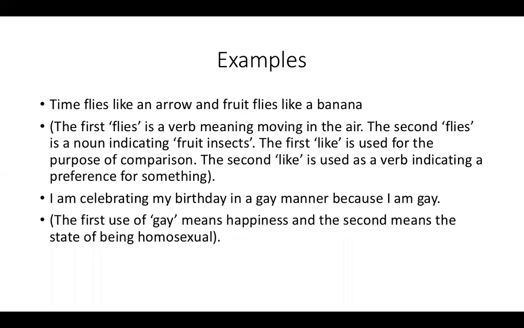Examples: time flies like an arrow and fruit flies like a banana. The first flies is a verb meaning moving in the air. The second flies is a noun indicating fruit insects. So the first like is used for the purpose of comparison. The second is used as a verb indicating preference for something.